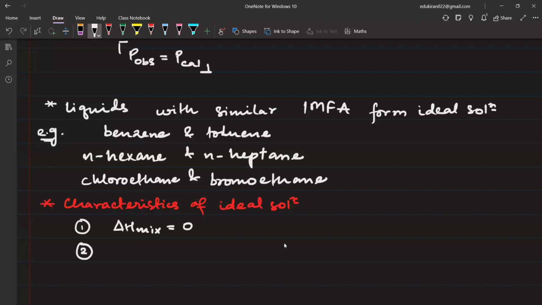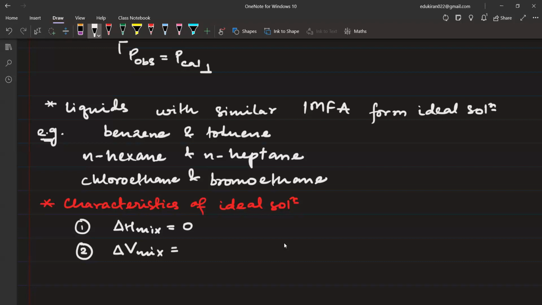Second point, if I talk about the volume of mixing, that is, what will be the volume change after mixing, it will also be equal to 0, because there is no change in intermolecular force of attraction between A and B. Whatever the intermolecular force of attraction of A was, it is equal to B, and after we mix them, it is the same. That means the gap between A and A, B and B, and A and B is all the same.